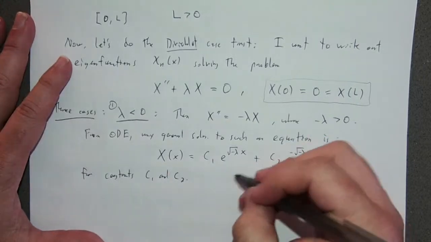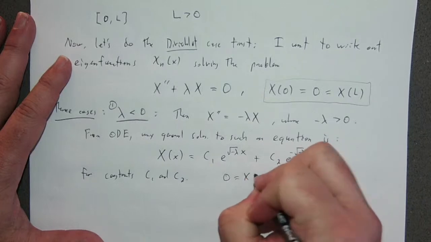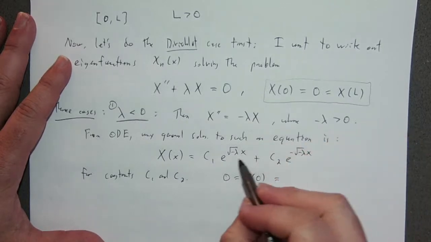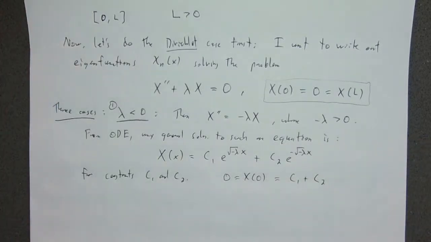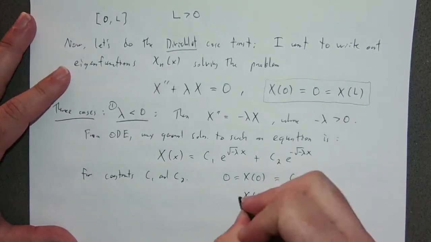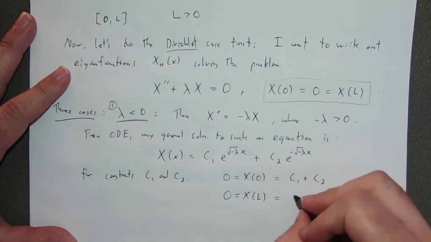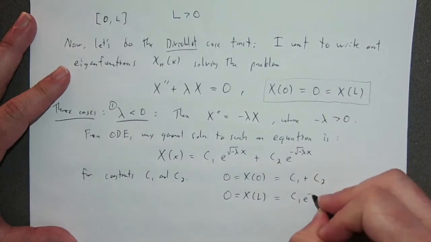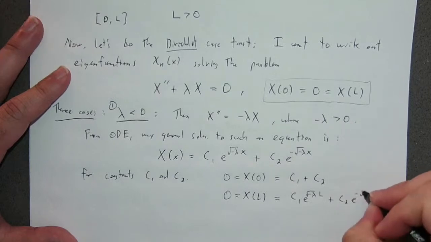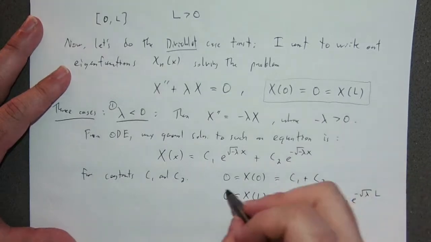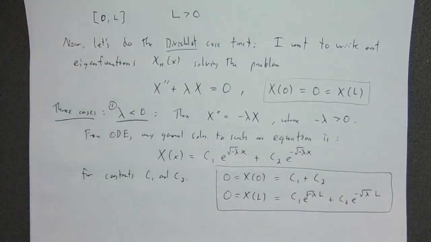So first of all, if x of 0 is 0, plugging in 0 here, this is e to the 0, e to the 0, so this is just c1 plus c2, right? And then plugging in L here, if x of L is 0, then c1 e to the square root of minus lambda L plus c2 e to the minus square root of minus lambda L is equal to 0. So I get this system.